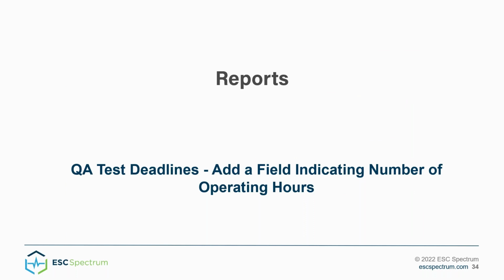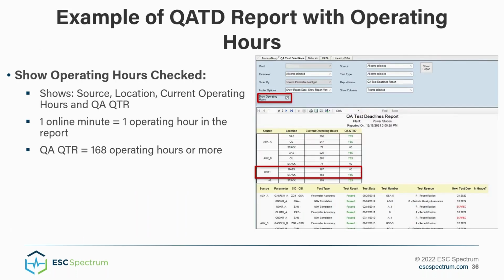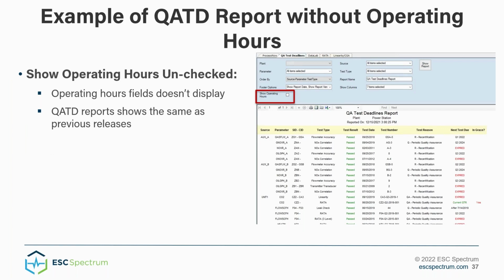QA test deadlines. Add a field indicating the number of operating hours. When this new option is checked, the operating hours of sources associated with the test parameters will display, and it is unchecked by default. Here's an example of a QA test deadline report with the option checked. And here we see the report without the option checked.